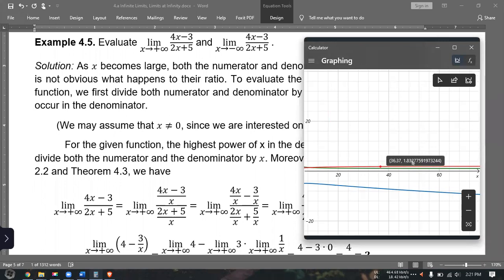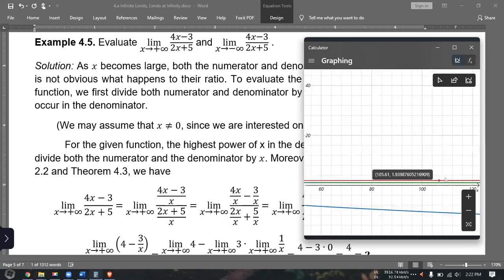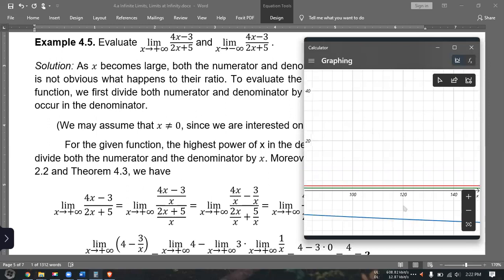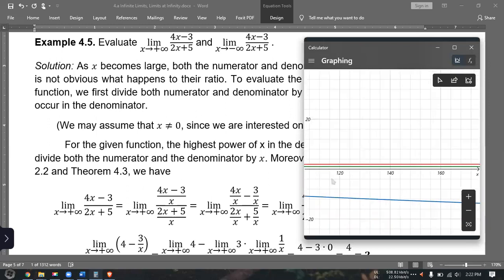Observe the x. As x becomes larger and larger, there is this value of y that the function is trying to approach. Larger and larger: 80, 90, 100. Let's try to get larger x values: 120, 130, 140. And there is this specific value of y that the graph is trying to approach. Based on our solution, that would be 2. And the same goes to the other side.